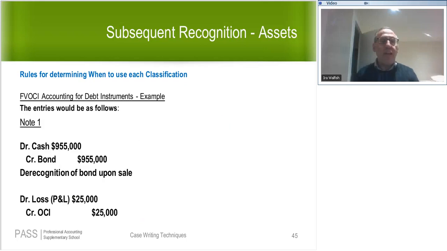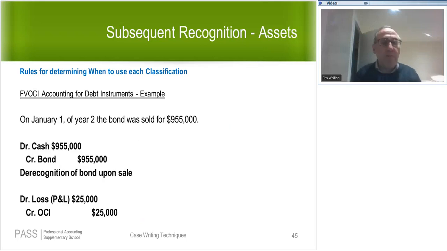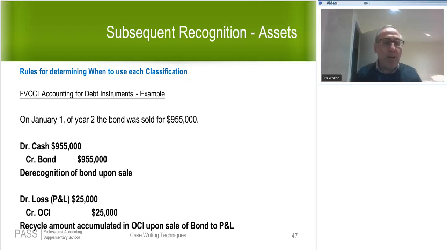However, here comes the big however. You may recall that I said earlier that when you are using the FVOCI category for a debt instrument, whatever you took to OCI gets recycled to the P&L upon disposal. And I explained to you that recycle means that whatever we took cumulatively to OCI now comes into the P&L.